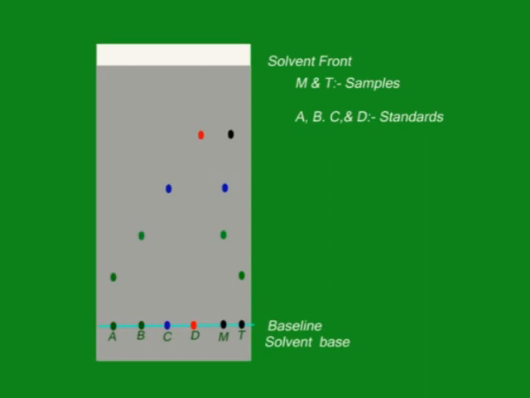Now we have the separation that has taken place. You can see the spots on the adsorbent material. From this chromatography procedure, we can make the following inferences: M is a mixture of B, C, and D. Why? Because you can see those spots. And then we say T contains only substance A, and therefore T is a pure substance.